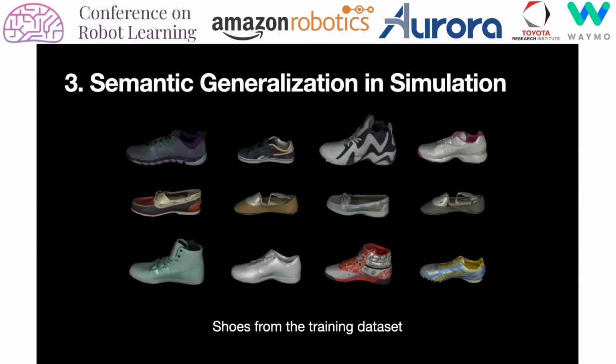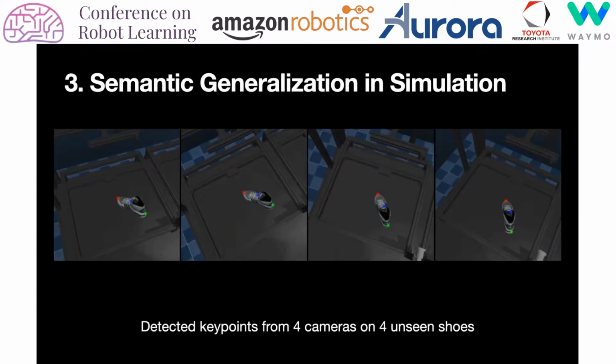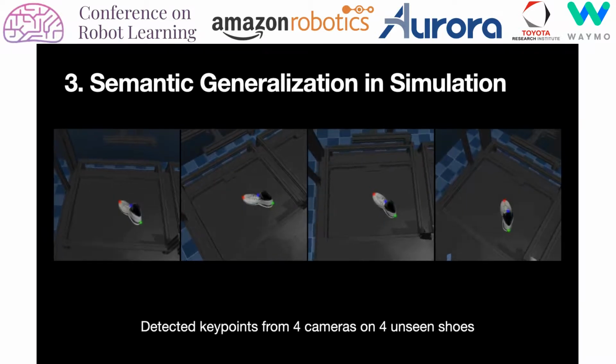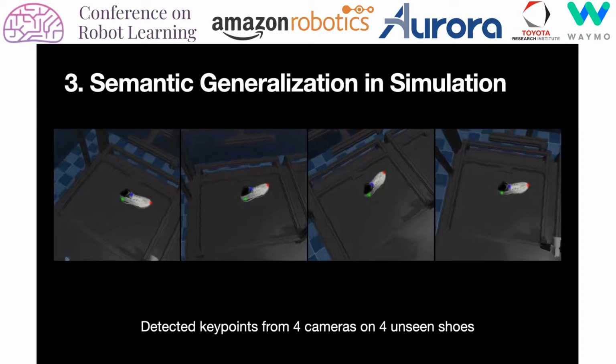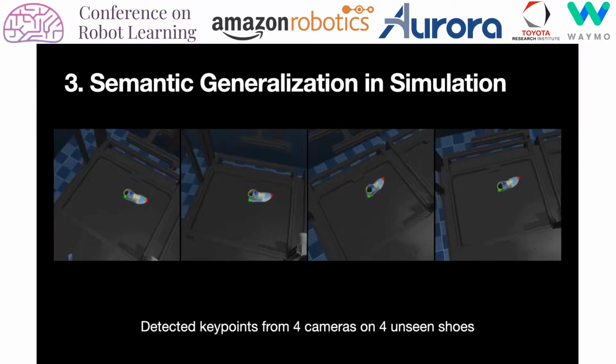Next, we explore the ability of this model to generalize across objects of the same class. To do this, we annotated key points on 16 shoes. We used 12 of them for training and the remaining 4 for testing. This video shows the detections from 4 cameras on the 4 unseen shoes. The model is successfully able to detect the tip, heel, and tongue of these shoes.